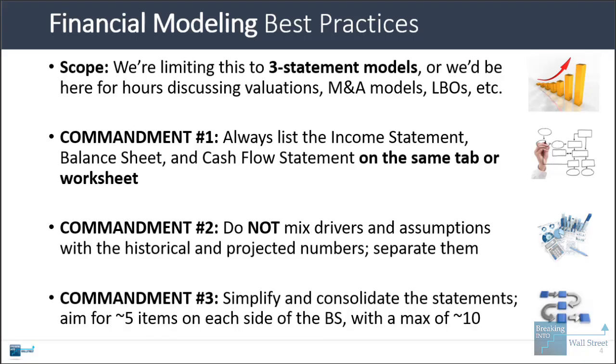And then the third commandment, you always want to simplify and consolidate the statements. Aim for about 5 items on each side in the balance sheet. And I would say the max should be around 10 in most cases, though there can be exceptions for some more complex companies in certain cases.